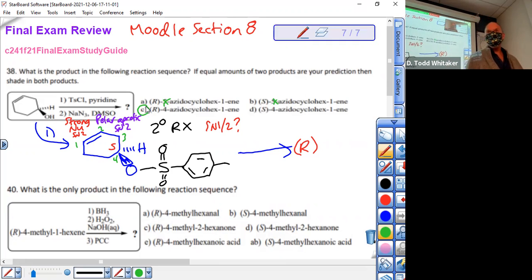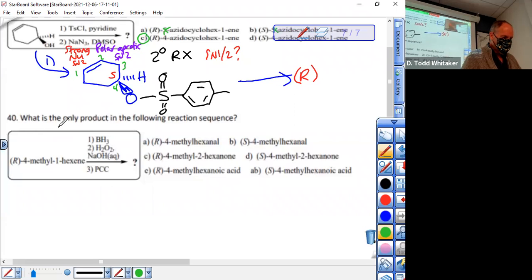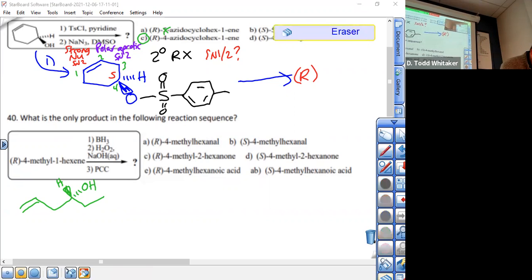You want to do this one fast, yeah. And the next guy is: what's the only product formed in the following sequence? What are we going to get here? R-4-methyl-1-hexene. 1-hexene, 2, 3, 4, 5, 6. R would be H here, O here, and BH. What? What did I do that for? No, I was thinking ahead. I saw BH3 and I got carried away.